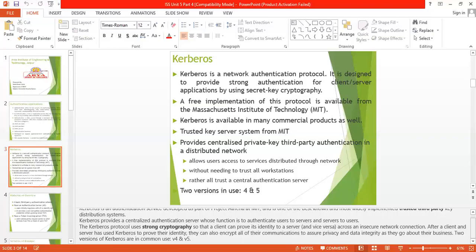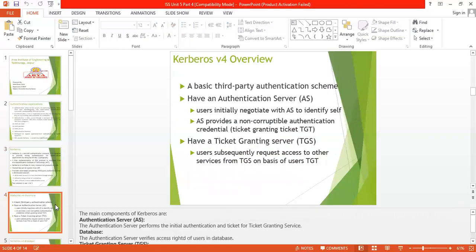Basically, there are two versions available for Kerberos. One is version 4 and the other is version 5. So first we will discuss version 4. Basically, version 4 is the basic third-party authentication scheme. Here, basically three elements are involved. One is the authentication server, another is the database, and the third is the ticket granting server.